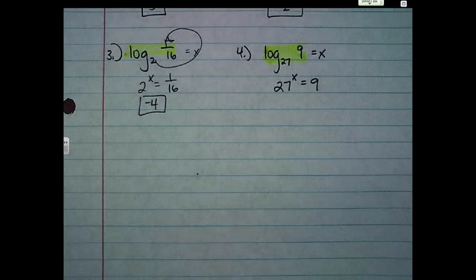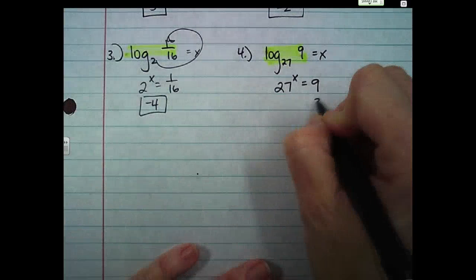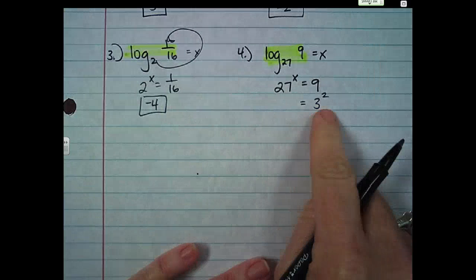And the goal, when you can't get there in your head, is to turn them into problems that have the same base. How can I get to 9 and 27? What base is going to get me to 9 and 27? Base 3. So you're going to rewrite 9 and 27 using base 3. So this would be 3 squared. Correct? Now 27 is 3 cubed.